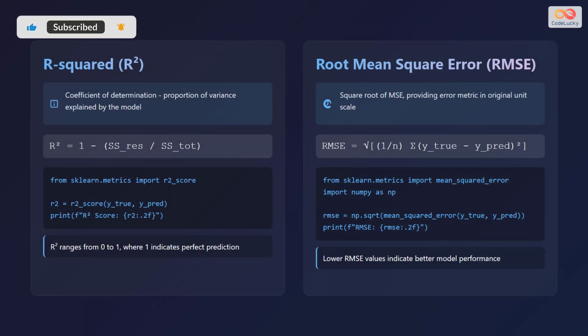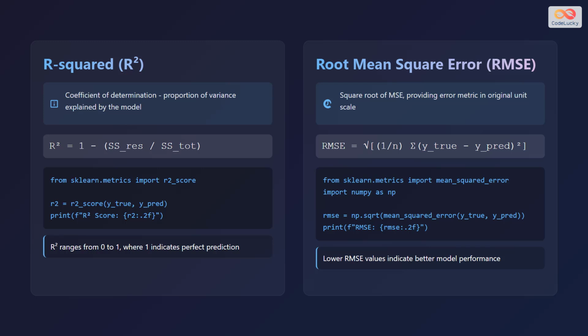Let's talk about R-squared. R-squared is the coefficient of determination, representing the proportion of variance explained by the model. The formula for R-squared is R-squared equals 1 minus the quantity SS_res divided by SS_tot.